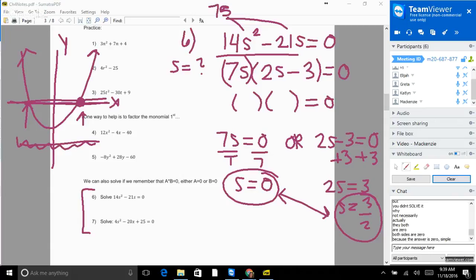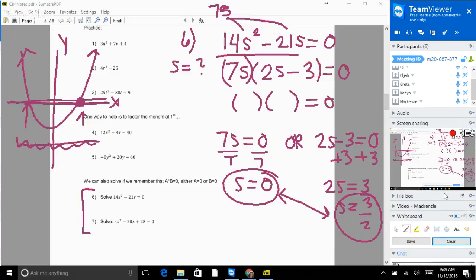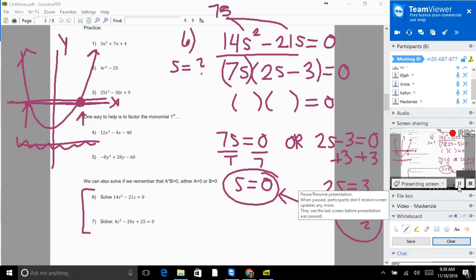So now, because I'm a nice math teacher, I'm going to show you that that also proves true in Desmos. I think it's important to know that it all goes together. So let me open up Desmos.